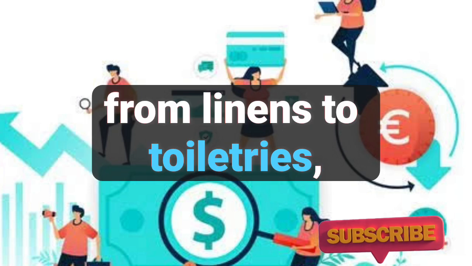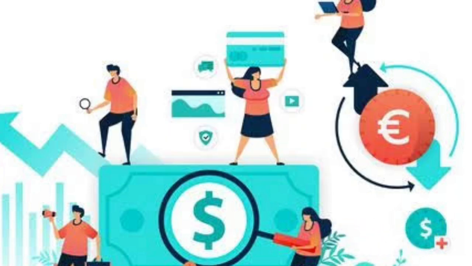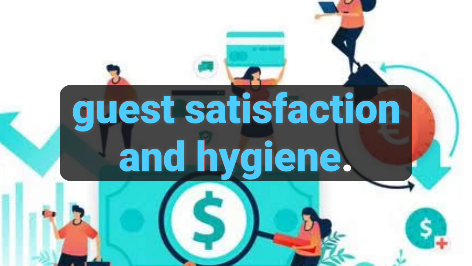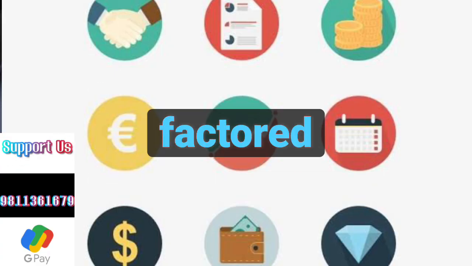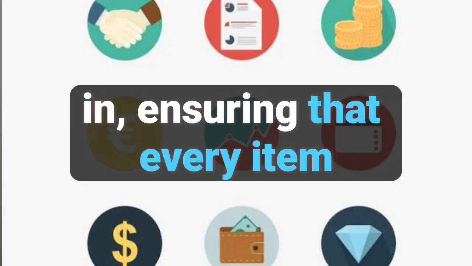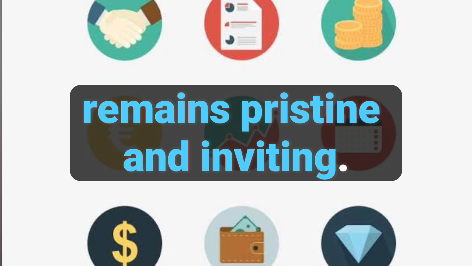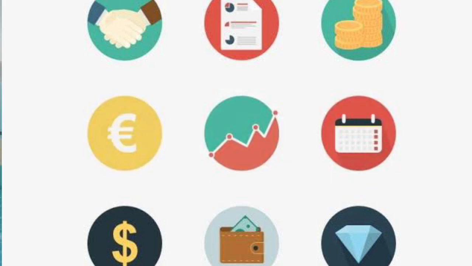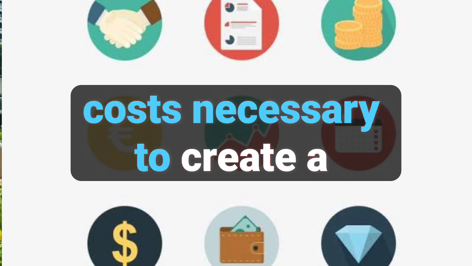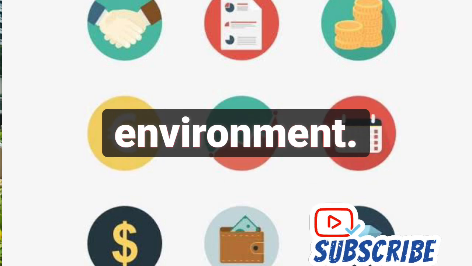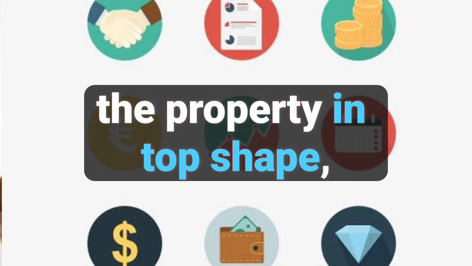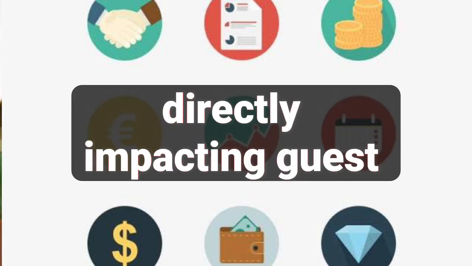Housekeeping supplies, from linens to toiletries, are essential for maintaining guest satisfaction and hygiene. Laundry costs must also be factored in, ensuring that every item remains pristine and inviting. Amenities provided in guest rooms contribute to the overall experience, along with energy and utility costs necessary to create a comfortable environment. Maintenance and repair costs keep the property in top shape, directly impacting guest perception.